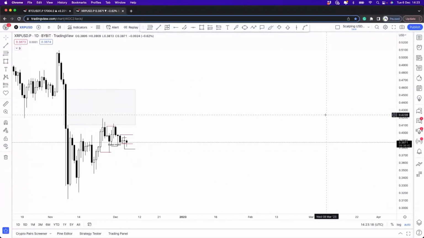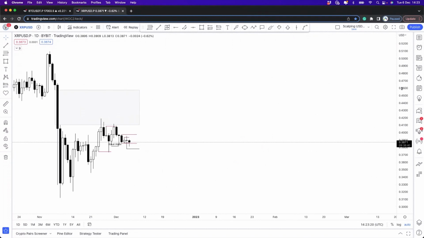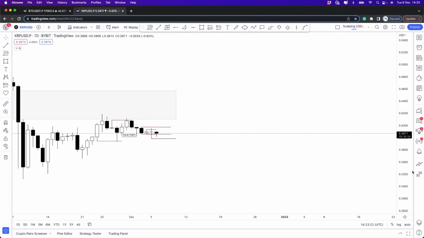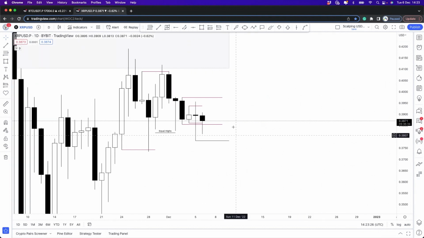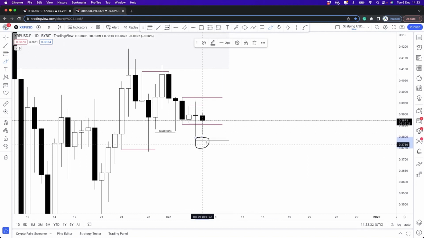What we can see here, as we zoom back, is we've got our levels. So for me, I'm waiting for price to come and interact with one of these levels. I want to see price interact here, on this line. Or if price runs up higher, I'm looking at that high and then obviously the liquidity that's sat above there.